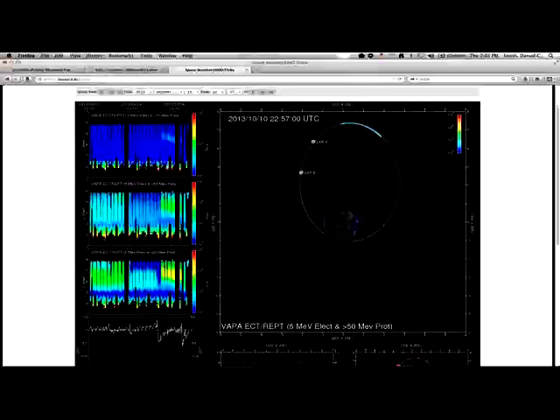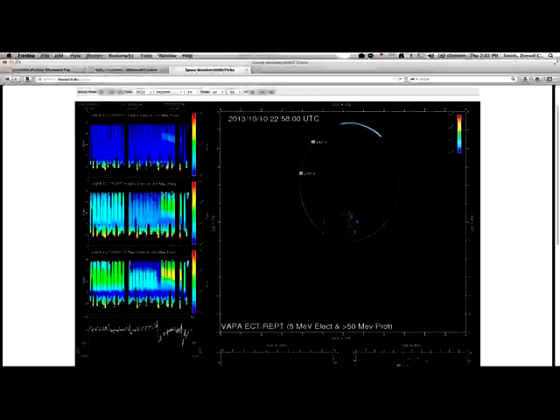The y-axis is labeled as L shell. That's basically a measure of how far out from the Earth you are, and it's measured in Earth radii. So an L of 2 means you're 2 Earth radii from the center of the Earth. It's actually measured at the magnetic equator. So if you were in the equator of the dipole field, then L of 3 would be 3 Earth radii out from the center of the Earth. So it's more or less a measure of how far away from the center of the Earth you are.